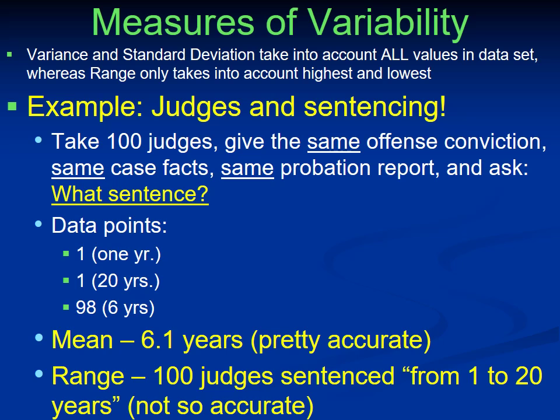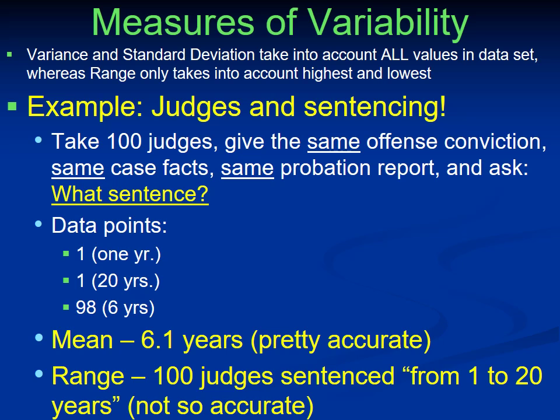If you use that to describe your data, you'd be pretty accurate because really here we had this large sample size of 100 that sort of protected our mean from these two outlier values. But if you tried to use the range to describe your data, of course, that would be very misleading.